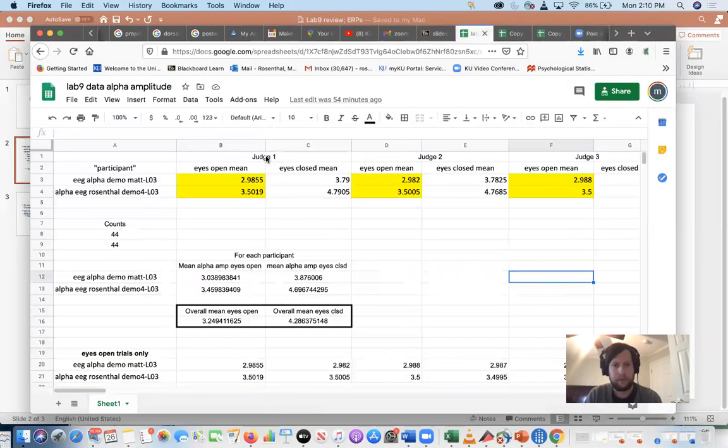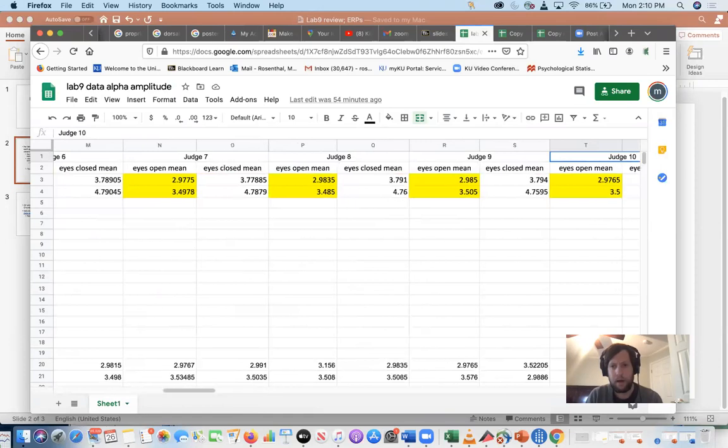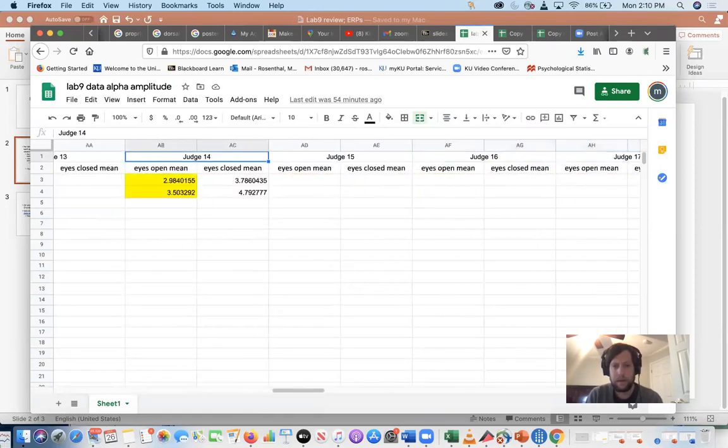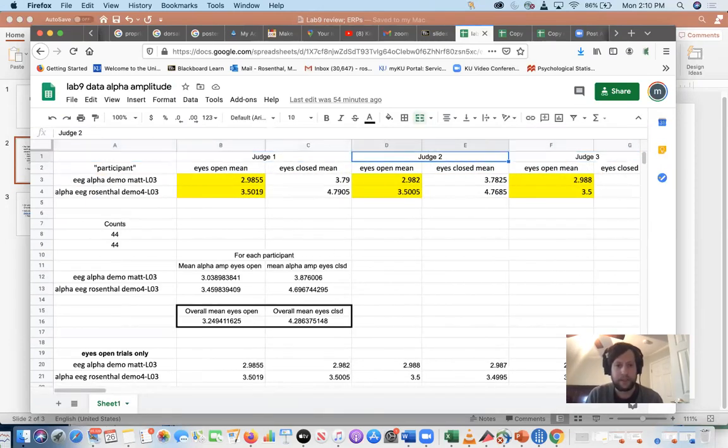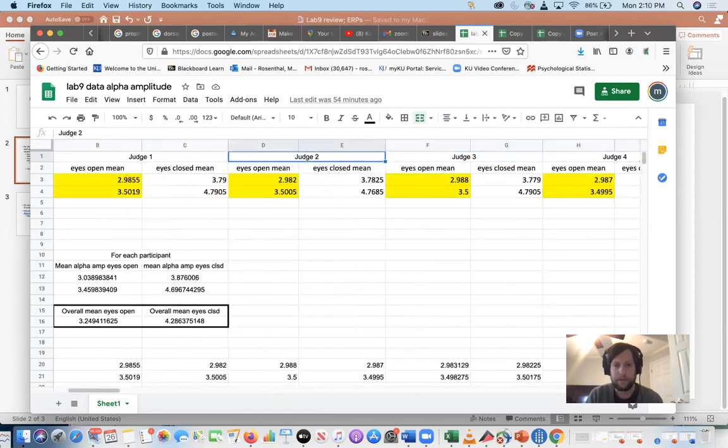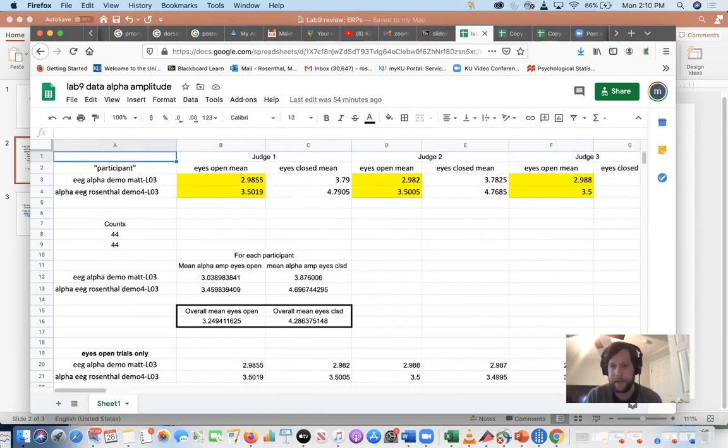Right here, judge 1, judge 2, all these judges. There were 22 total judges. When you count all the people where there were scores, there were 22 different judges. So this could either have been a person working by themselves, or it could have been a group of people that were just submitting one set of measurements. But 22 total judges for this experiment.